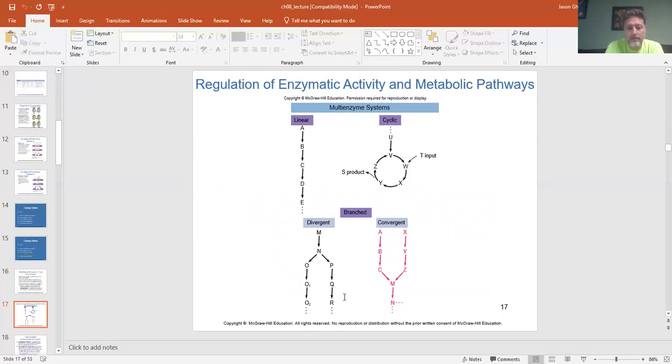These are some metabolic pathways. Linear means you have the first reaction, you get a product from it, then you have your second reaction, you get a product from it, third reaction, and so forth, and the product leads into the next reaction. Cyclic is the same thing, except you're going in a circle with it. The product here is going to be for this reaction, and its product is going to start that reaction, and so forth, and you just keep going. And you have divergent and convergent.